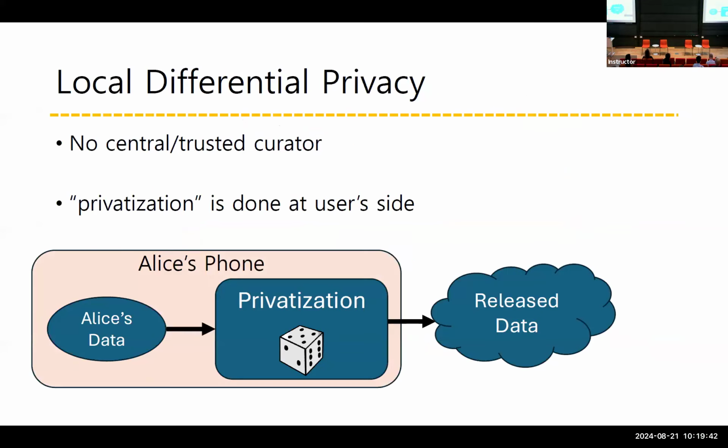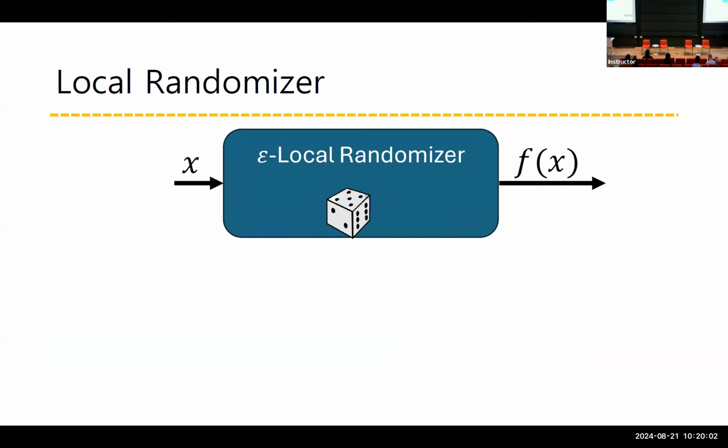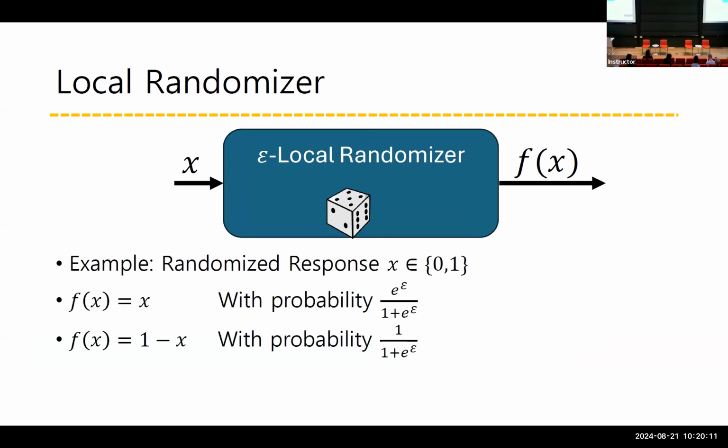Before starting with the hypothesis selection problem, let me briefly review the LDP model. Unlike the central model, here the randomization or privatization is done at the user side and released there. What kind of randomization are we talking about? We can call it the epsilon local randomizer. One very useful example is the randomized response.